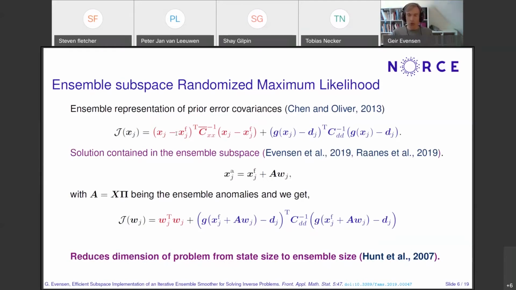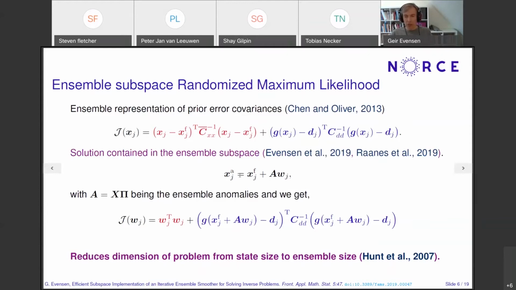What you can show is that the solution of the posterior ensemble is entirely contained in the initial ensemble space. So what we did here is to search for a solution in the ensemble space. We write that each updated realization is equal to the prior realization plus a linear combination of ensemble anomalies. This relates to what Hunt did in deriving his 4D-var scheme. And A is just the ensemble anomalies, so it's the original ensemble with the mean subtracted.